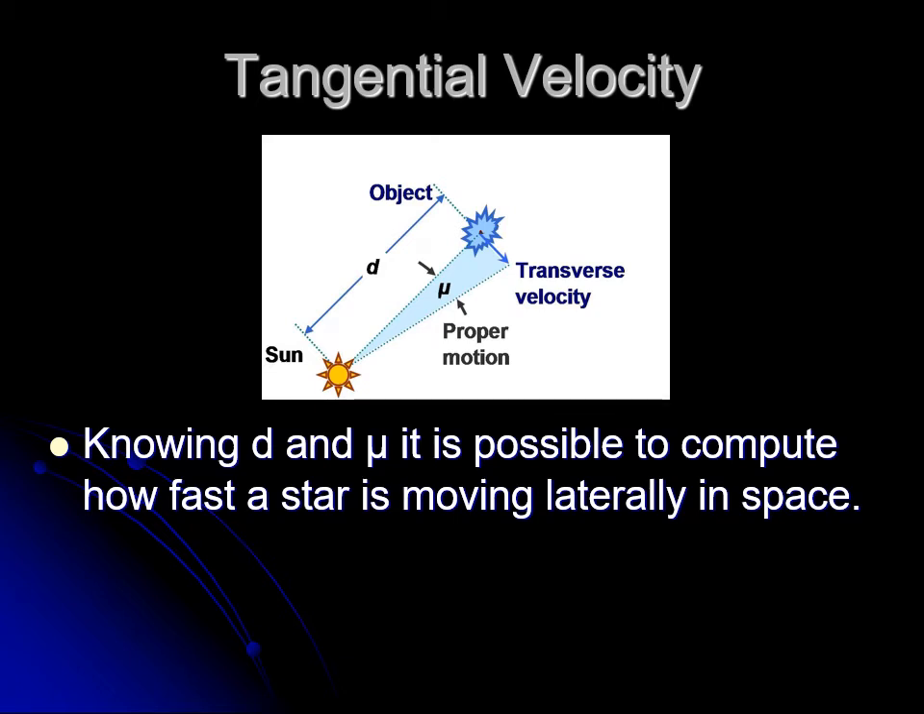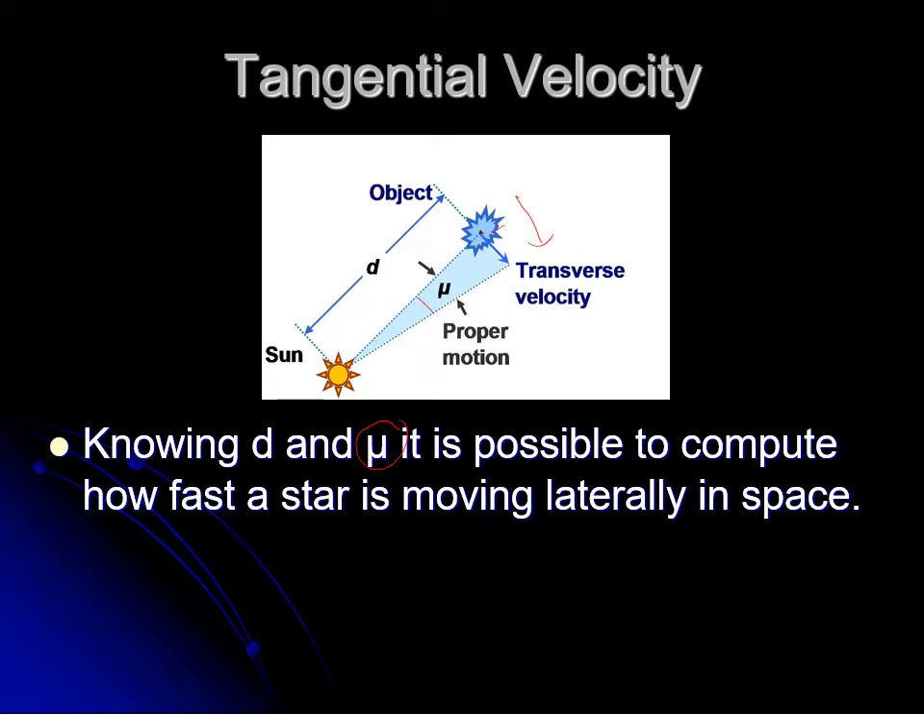So we were talking here about distance. Well, we had also mentioned earlier about proper motion of stars. And the symbol for proper motion is a lowercase Greek mu. And so we want to figure out, well, there's a relationship between how fast something is really moving, how far away it is, and how fast it looks like it's moving.